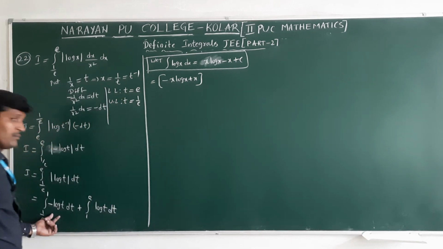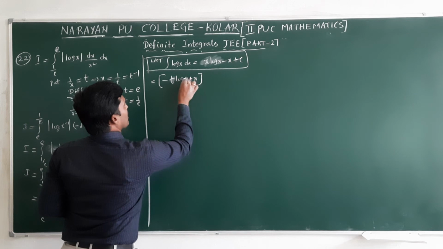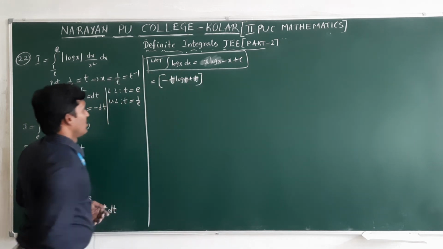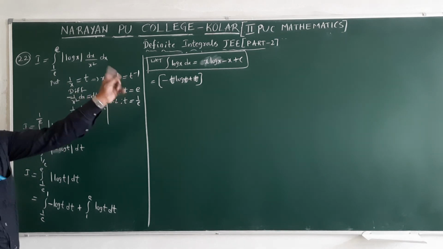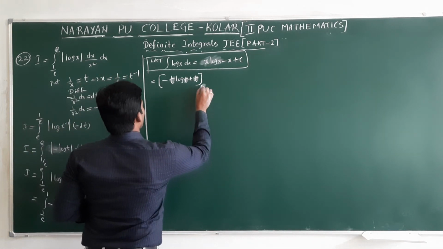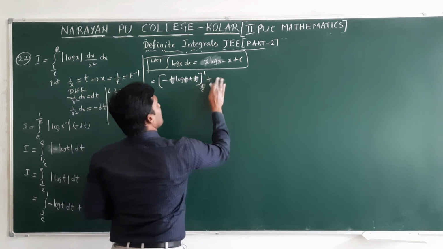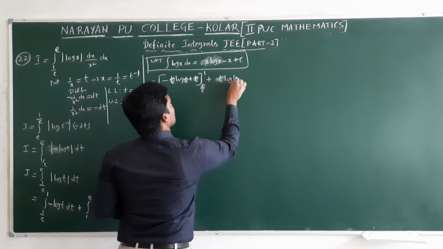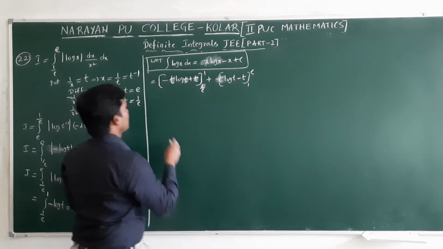For minus log t, x means t, take t log t plus t. Only log means x log x minus x; minus log means minus x log x plus x will get. From where to where? From 1/e to 1, plus log t means t log t minus t from 1 to e.